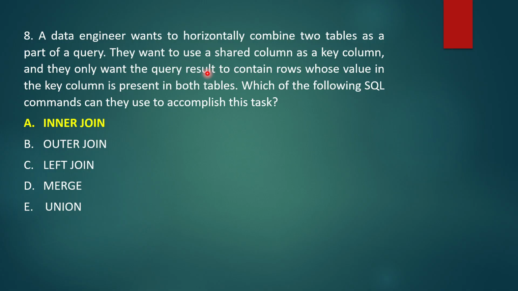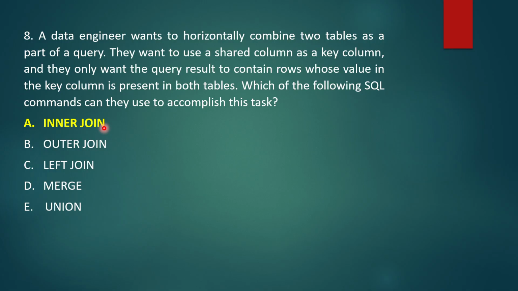Based on this scenario, we can choose the option. The given options are inner join, outer join, left join, merge, union. In this question, we have to join two tables on a key column and return only matching records from both tables. So this is the concept of the question. By this concept, we can identify the answer is inner join only.